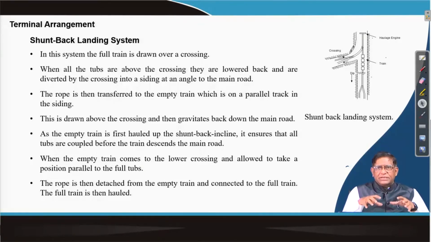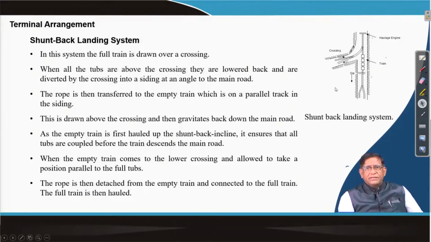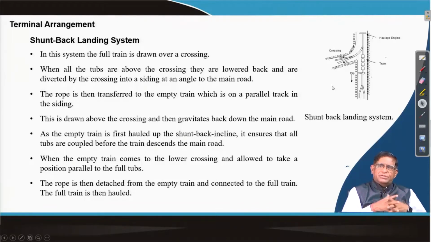Then at the bottom of the shaft, you will have to make a layout, because there the loaded cars will have to come and the empties will have to go. So, for that we will have to make arrangements. Then the empty train is first hauled up the shunt back incline, and it ensures that all tubs are coupled before this train is descending. If you do not couple it properly, then something will be remaining over there, and accident proneness will be there. So, strict supervision and monitoring for safety is essential in any operation in an underground mine.